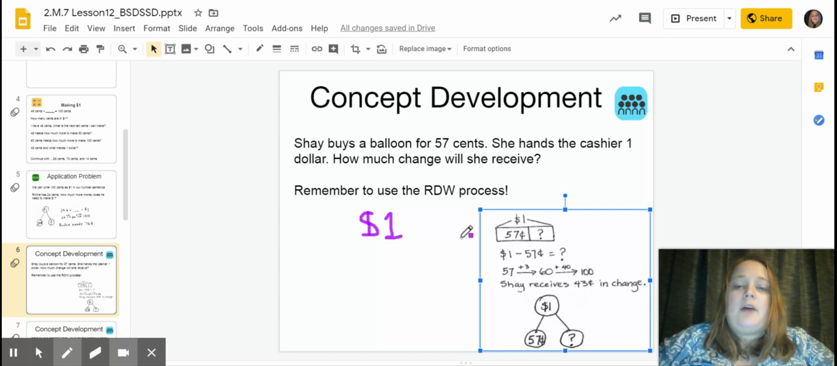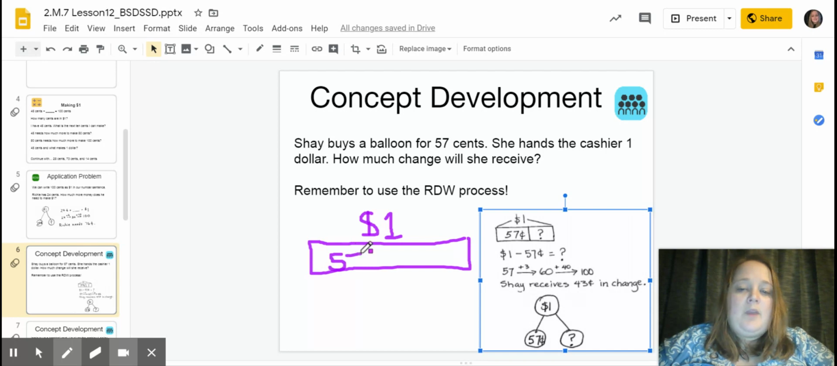So if I know that the whole is $1, that's how much she hands the cashier. Now, the balloon costs 57 cents. So that is how much she's going to need to pay. We need to know her change. So I know that 57 and a part is going to make $1. So $1 is going to be my total or my whole. And these two parts are going to equal this $1. So now I could use the arrow way here to count up from 57.